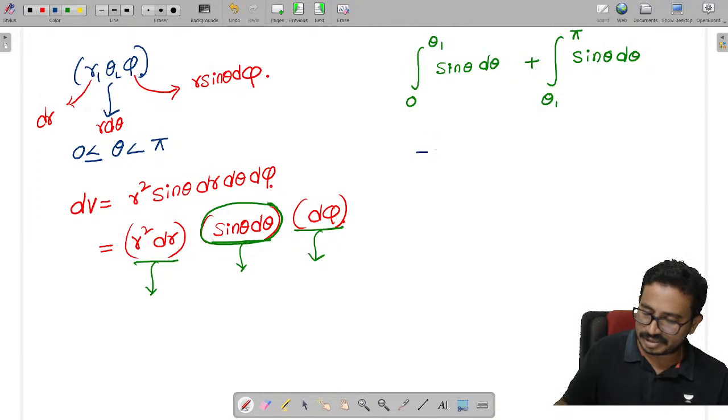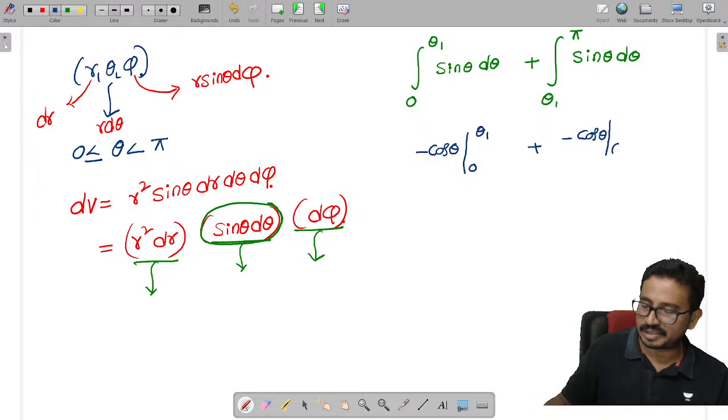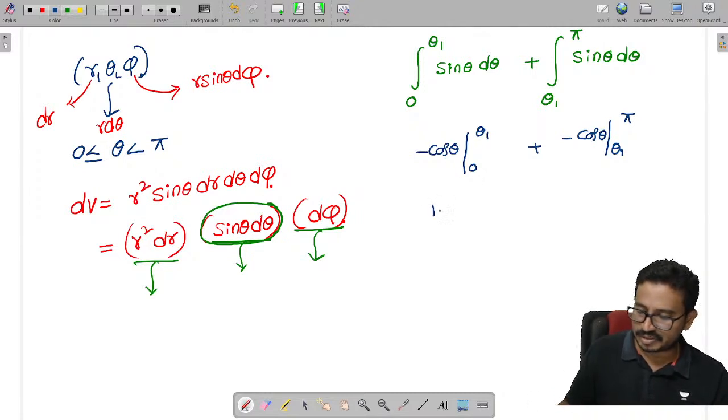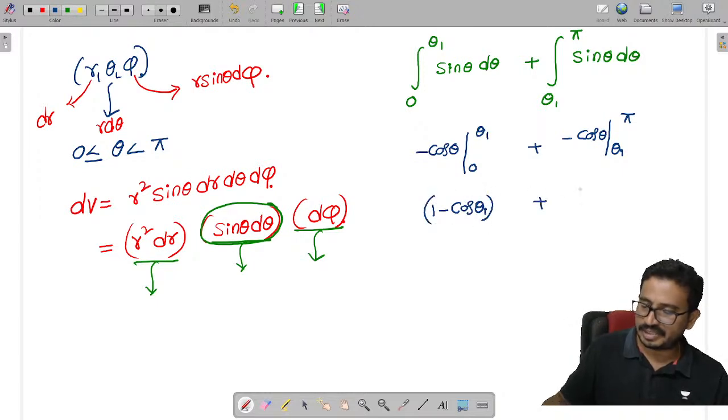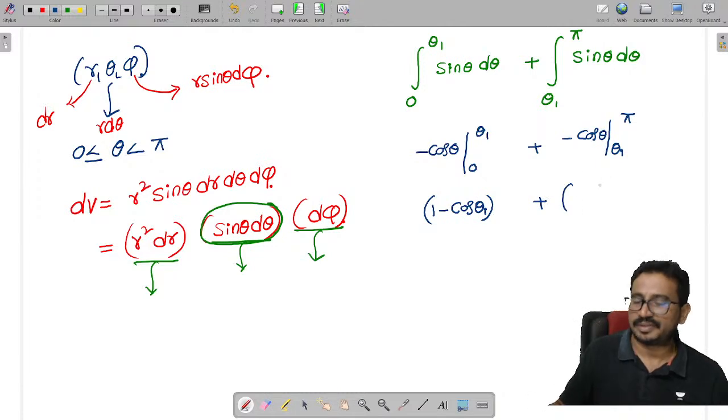Sin theta integration, what will I get here? Minus cos theta. Limits are 0 to theta 1. And then minus cos theta, and the limits are theta 1 to pi. Tell me, what will come here? It will be 1 minus cos theta 1. Tell me, all of you. And plus, what will come, you tell me.